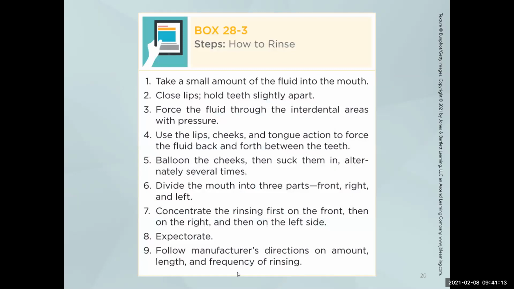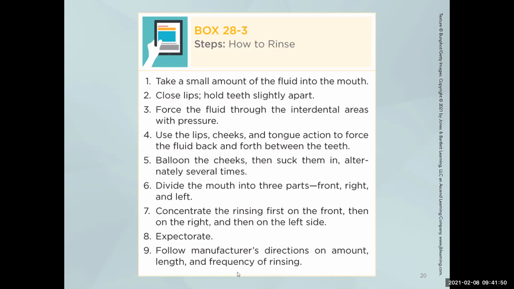So we have how to rinse. Take a small amount of fluid in the mouth, close your lips tightly because you don't want them spitting. You force that fluid through, right? You want them to get that liquid up around their lips, their cheeks, their tongue. You want to see them really balloon out their cheeks, then suck it in between, in, out, divide the mouth up into parts. Okay, I'm forcing the fluid in the front, forcing it to the right, and forcing it to the left. Do we really do this in real life?